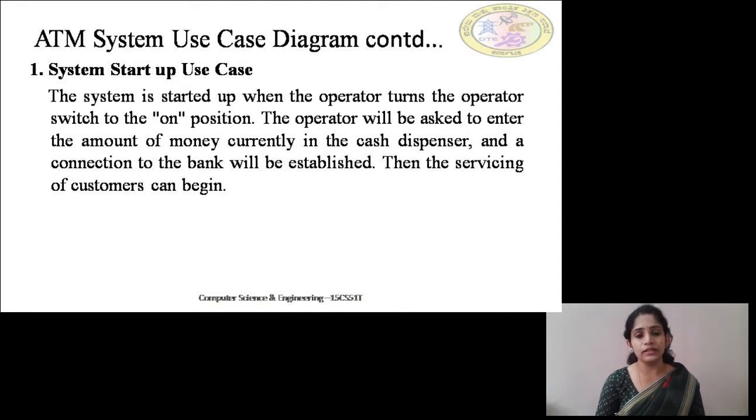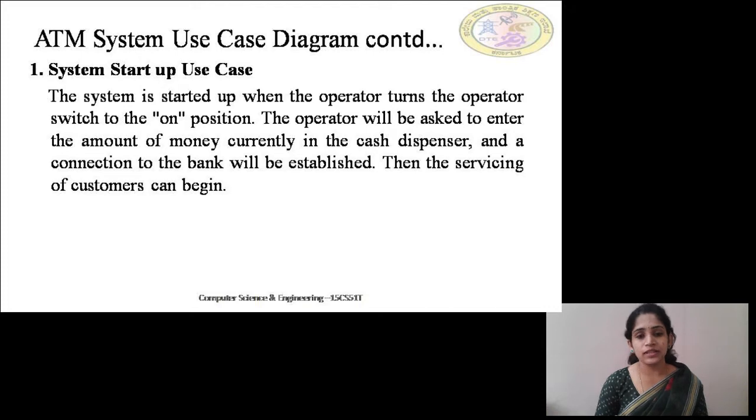Once it has been switched on, the operator will be asked to enter the amount of money currently in the cash dispenser, and a connection to the bank will be established. Here the customer will be asked to enter how much money he currently wants, and once he enters the amount, the connection will be established to the respective bank. Once the connection is successful, then the servicing of the customer can begin.